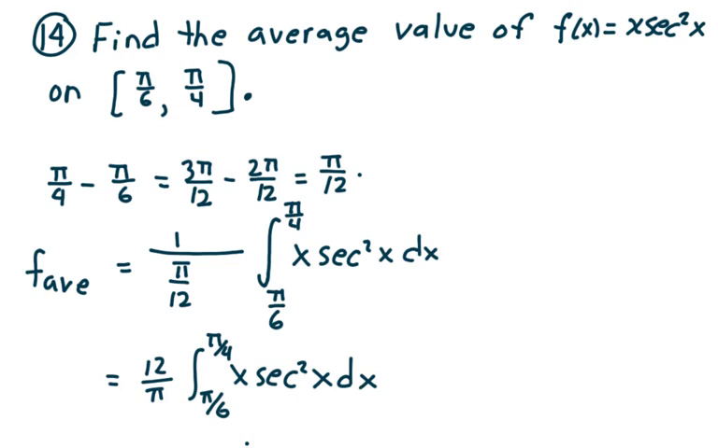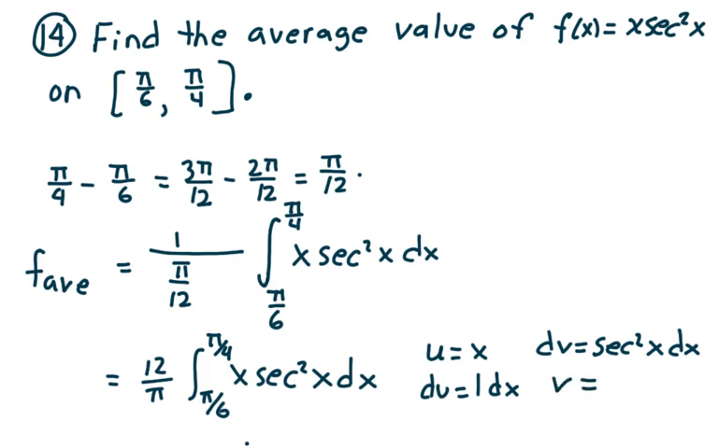Now, this is a classic integration by parts problem. I'm going to let u equal x, and I'm going to let dv be secant squared x dx. So du is 1 dx, and v is tangent x, like so.